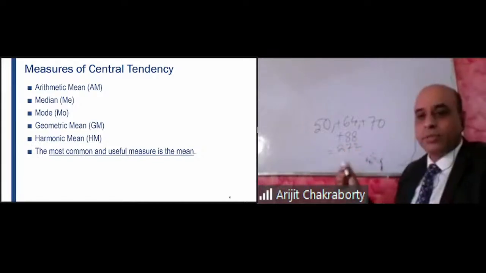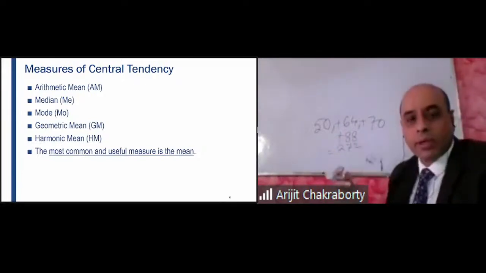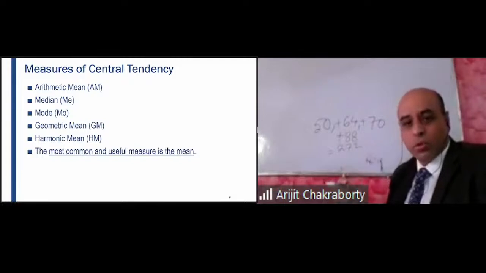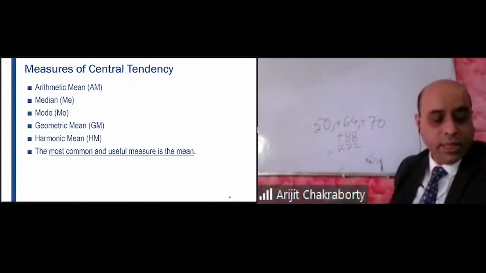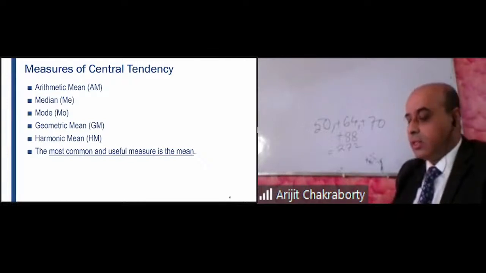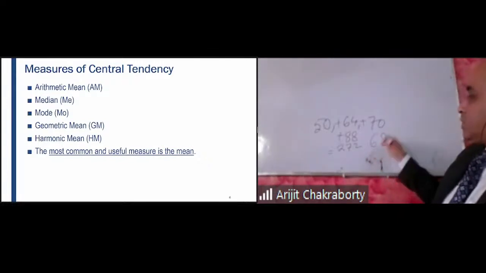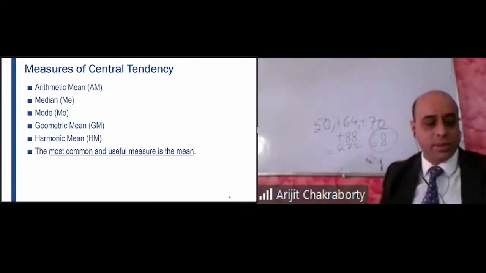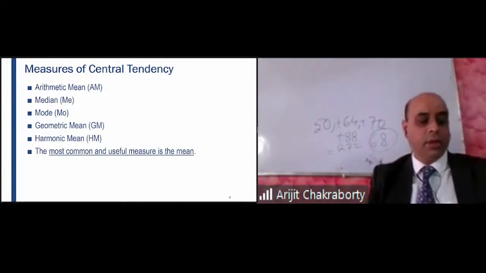Now this will be divided by the number of people. How many people are there? 1, 2, 3, 4. Four people, four scores, four numbers. Therefore, we will divide it by 4 and we are getting 68. So this 68 is the arithmetic mean or the average in this example.